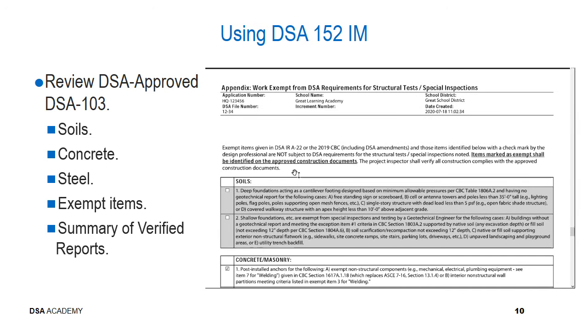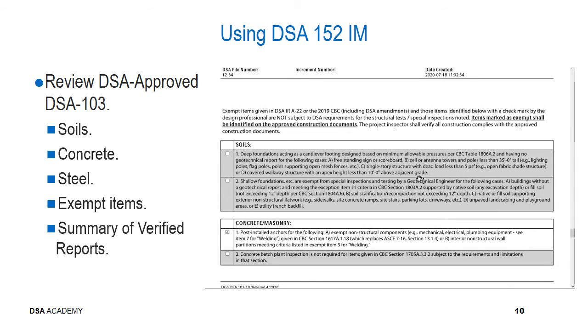Now we will take a look at the appendix, those items that include essentially work that is exempt from DSA requirements for structural tests and special inspections. And so you as a project inspector don't have to try to figure out which those items are. There is the requirement for the design professional to mark those items specifically on the approved construction document, so you are not left wondering which those might be.